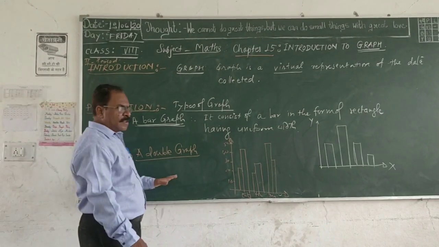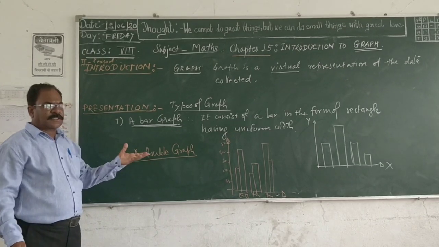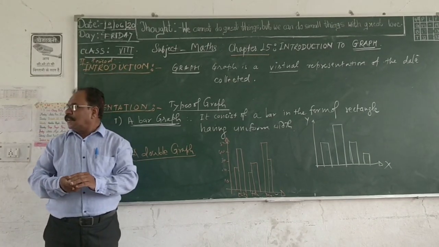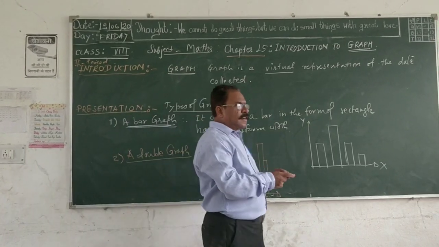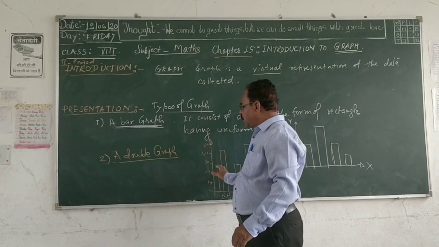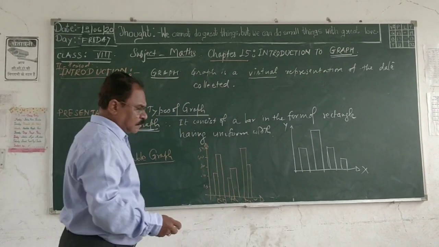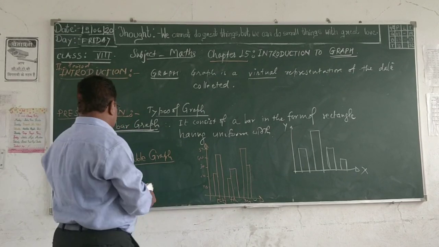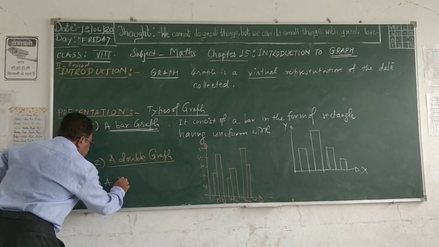In television also you see some examples of the double bar graph, just like the cricketers and the bowlers, runs and the overs. So in this way, with this double bar graph, you can depict the information. Now the third type is a pie chart.